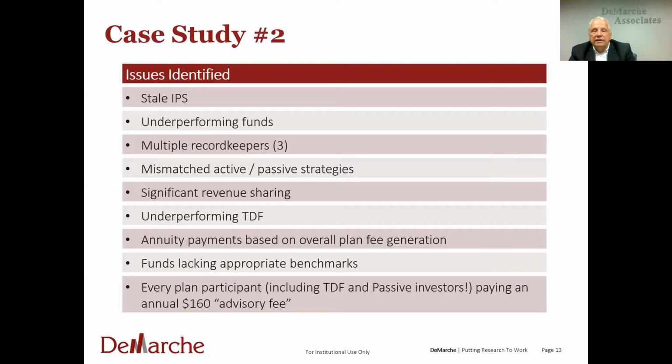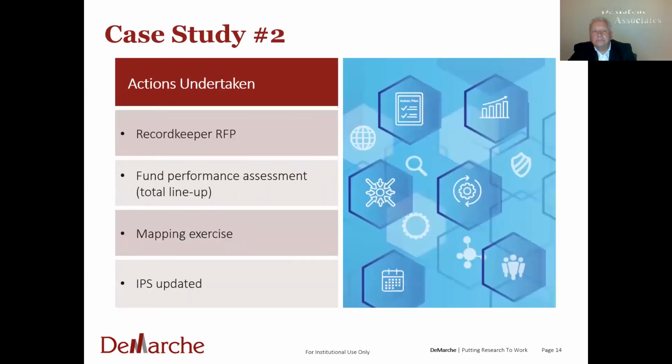And the last thing, every plan participant, including even target date fund and passive investors, I have an exclamation point there on purpose, were paying a $160 advisory fee separately. So no matter what type of investing you were doing, to have access to this advisor, even if you were just a passive investor or already in a target date fund, your account was being debited, if you will, for $160 every year to pay an advisor.